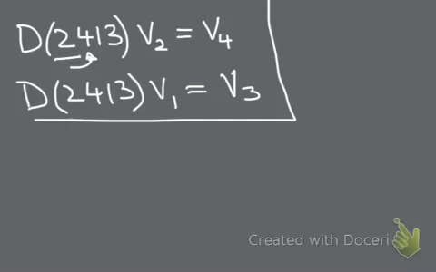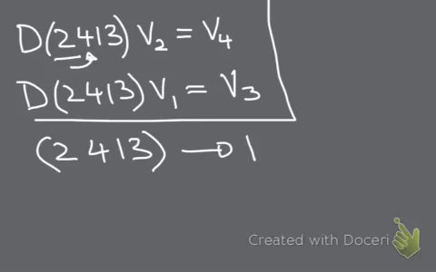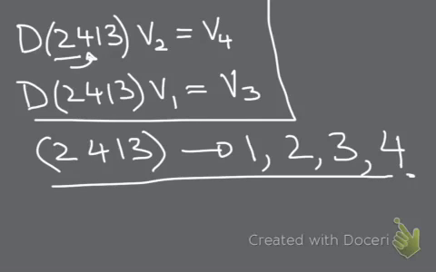Alright, so the action of the matrix D of 2413 on the 4 vectors basically mirrors precisely the action of the permutation 2413, that is, the element 2413, on the 4 objects labeled as 1, 2, 3, 4, right?